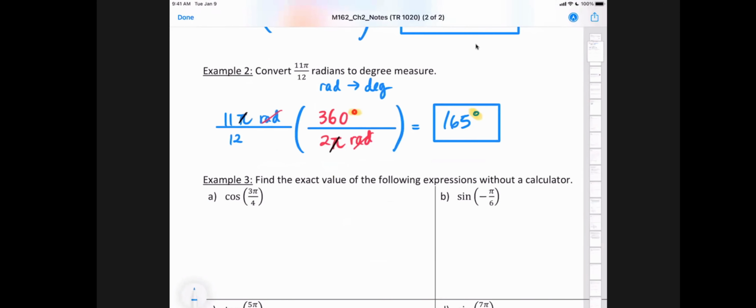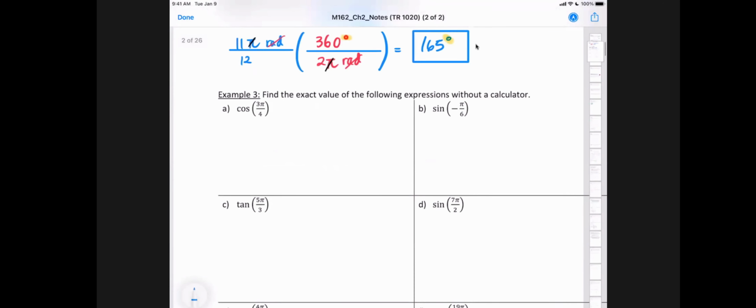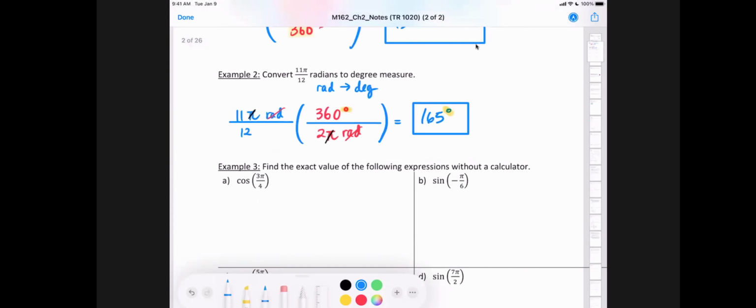All right, let's do a couple of these examples. For example 3, this is the same goal as how we opened up the class. We're going to find the exact value of these trigonometric functions, but now the angles are measured in radians. Just like at the beginning of class, we're going to measure out the angle, create the right triangle to find the coordinate points, and then choose the coordinate appropriately: cosine is x, sine is y.